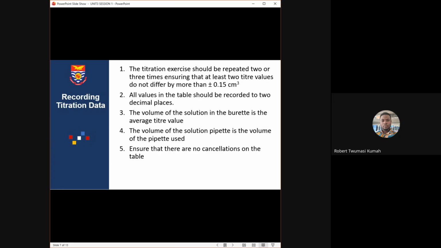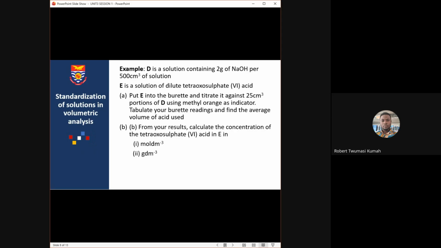No overwriting, no cancellation of a table. The final work, examiners wouldn't want to see that there was a table and there was an error in it, and so the whole table was cancelled. They can do that somewhere. Then they'll have the final work in the booklet. So let's take note of that.